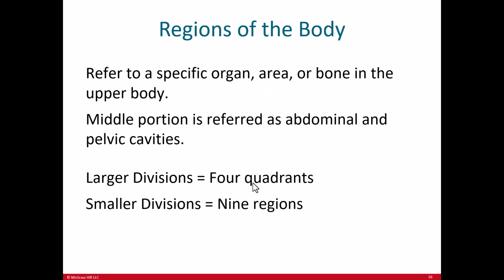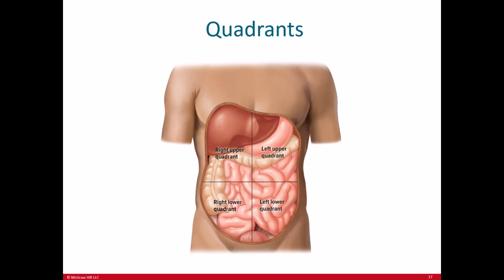Regions of the body refer to specific organs, areas, or bones in the upper body. The middle portion is referred to as the abdominal and pelvic cavities. The larger division, we have 4 quadrants. Smaller divisions, we have the 9 regions. Let's discuss that a little bit more.